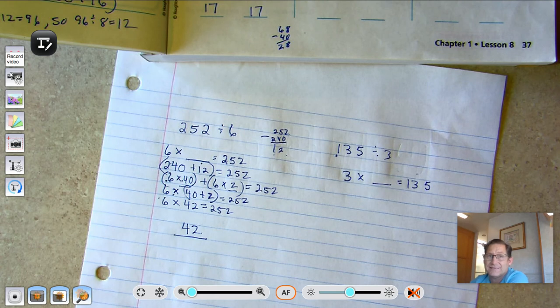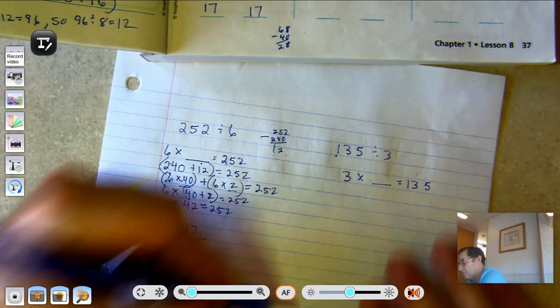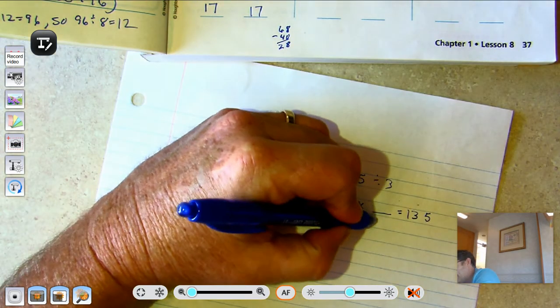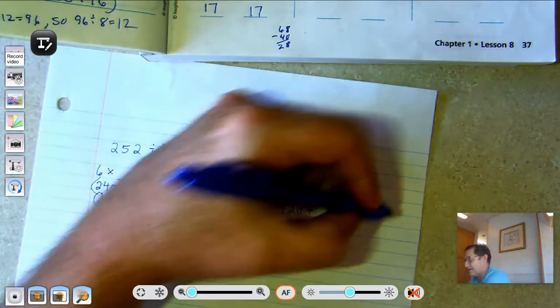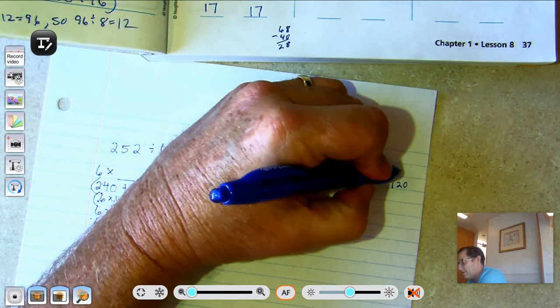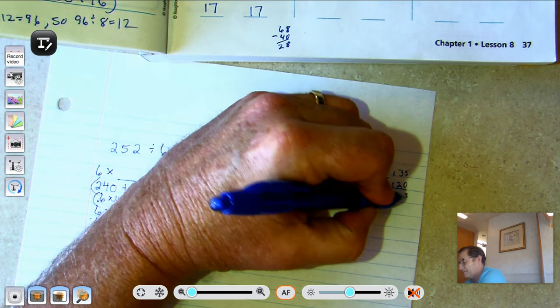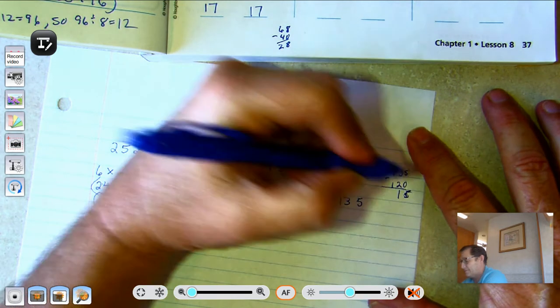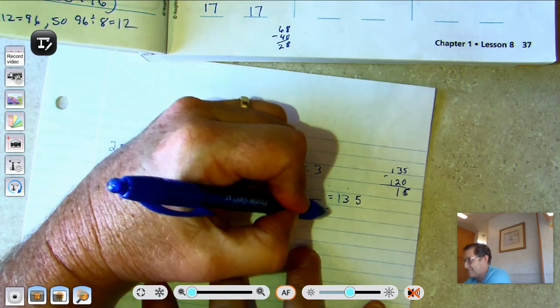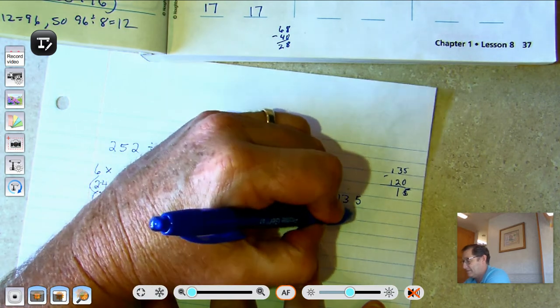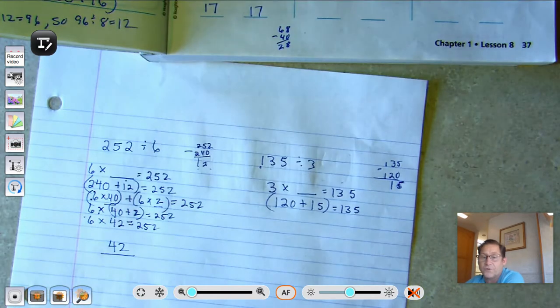3 times 20, that's 60. 3 times 30 is 90. 3 times 40 is 120. That's pretty close. So let's go 120 plus what? Well, I'm taking 120 from 135. So the other product has to be 15 if we're going to have them add up to 135.